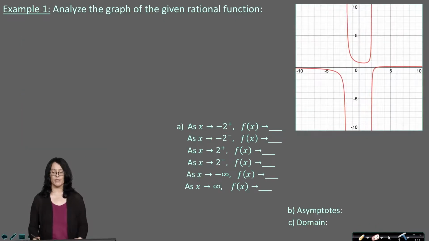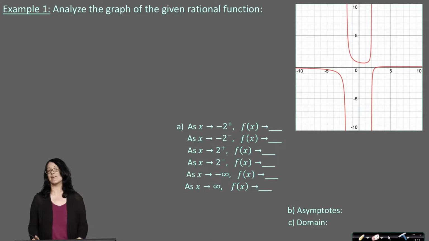In example 1 here, they've given us a picture. Now, can you tell that this picture on the right is not a polynomial, but rather a rational function? Well, let's see. The red graph here appears to have 3 pieces. It has a piece to the left of a certain number, a piece in between 2 numbers, and a piece to the right of a certain number.